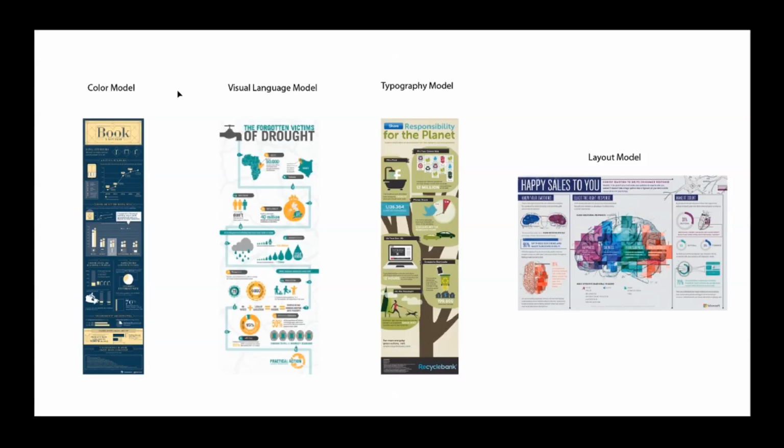First, I'd like to discuss the general characteristics of my color, visual language, type, and layout models, and how they apply to all of the elements that I've created. Later on, I will discuss the more specific aspects of emulation between my models and certain elements.